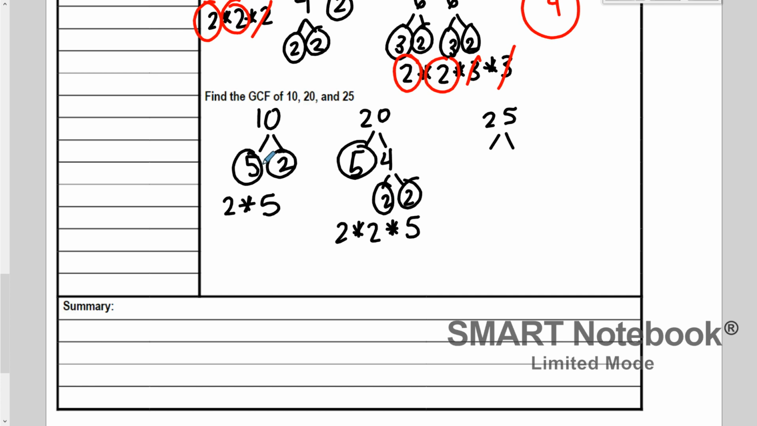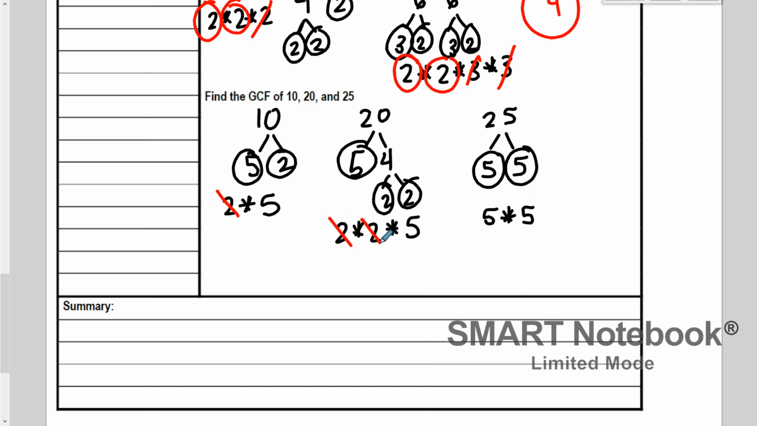I'm already noticing I have a 2 and a 5 in common with these ones, but I'd also have to have it in common with the third one, so let's just wait. 25 would get broken down into 5 and 5. So my prime factorization would be 5 and 5. Now, when I'm doing this for 3 numbers, it needs to be common in all 3 prime factorizations. Okay, so for example, I've got a 2 here, I've got a 2 here, but I don't have a 2 here, so these 2s are not in common.